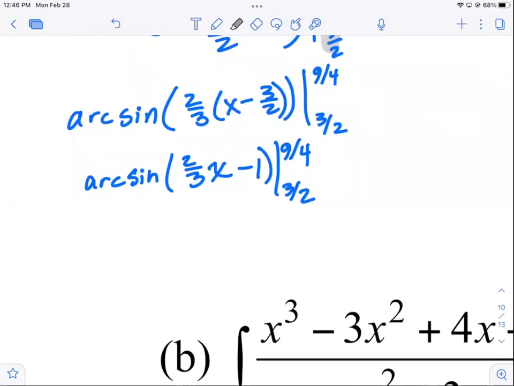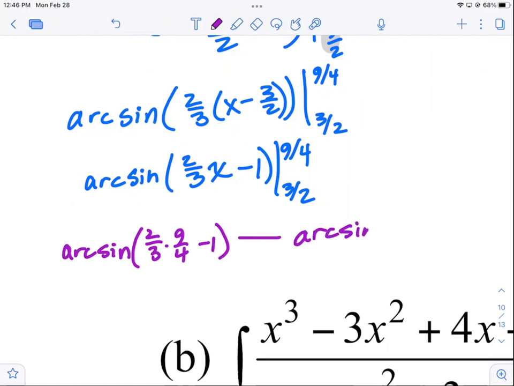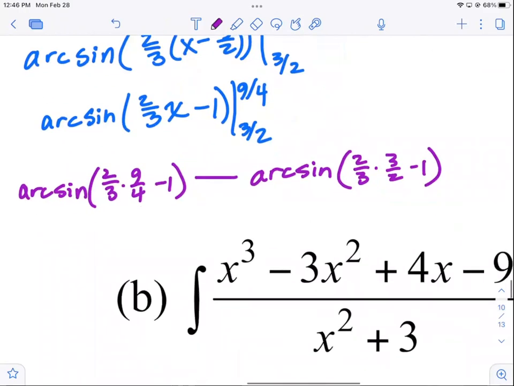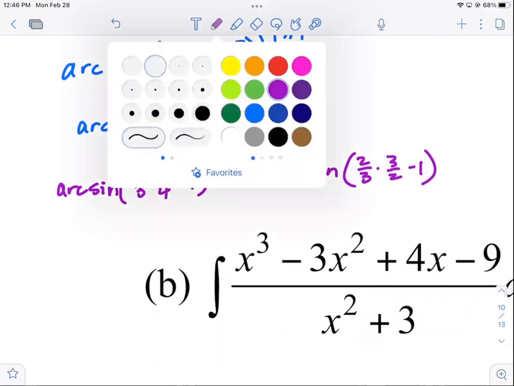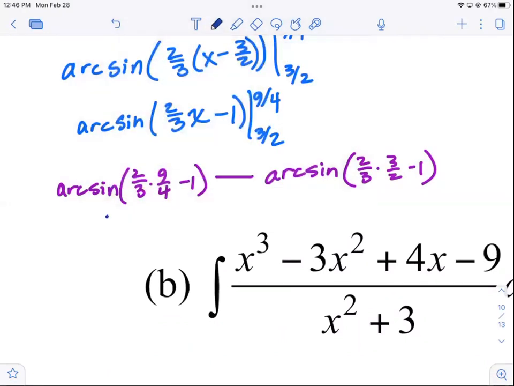All right. Let's go ahead and plug in now. Plug in the top, right? So we get arc sine of 2/3 times 9/4 minus 1, minus, plug in the bottom, arc sine of 2/3 times 3/2 minus 1. On a free response, are we doing anything else besides this? No. But let's keep going for multiple choice. On free response, we're stopping right there. For multiple choice, we keep on keeping on.